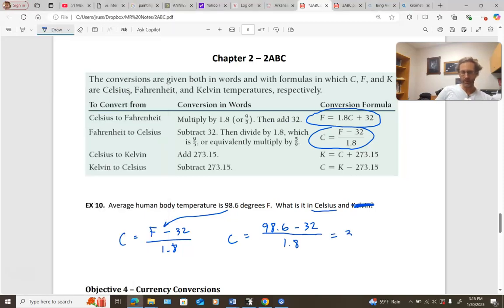Okay? So 37 degrees. And you need to designate that it's Celsius. Because if you just put degrees, we don't know whether that's Fahrenheit or that's Celsius.